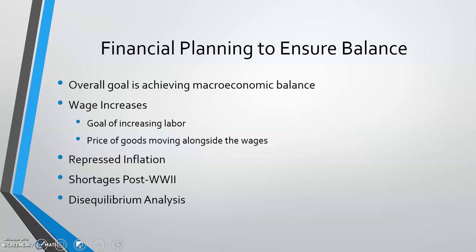Next, we have the financial planning done to ensure balance. While the overall goal is achieving macroeconomic balance, we're going to look at the specifics of this economy. The state would raise the wages to increase the labor, while simultaneously the prices of consumer goods would rise, however, not fast enough to absorb the full increase in demand that happened due to the higher wages. This is called repressed inflation.